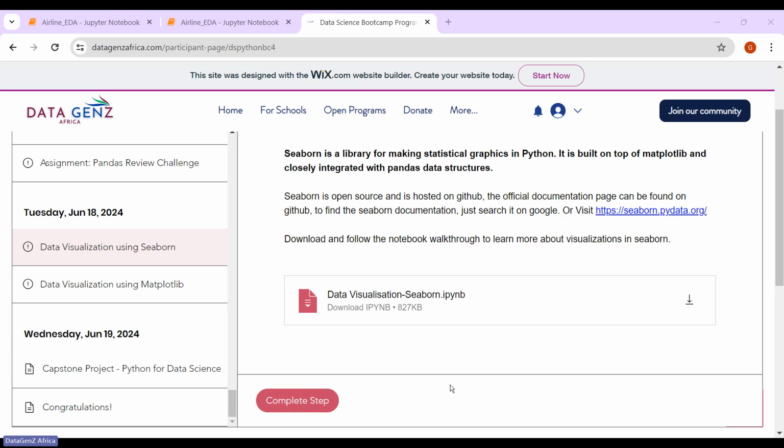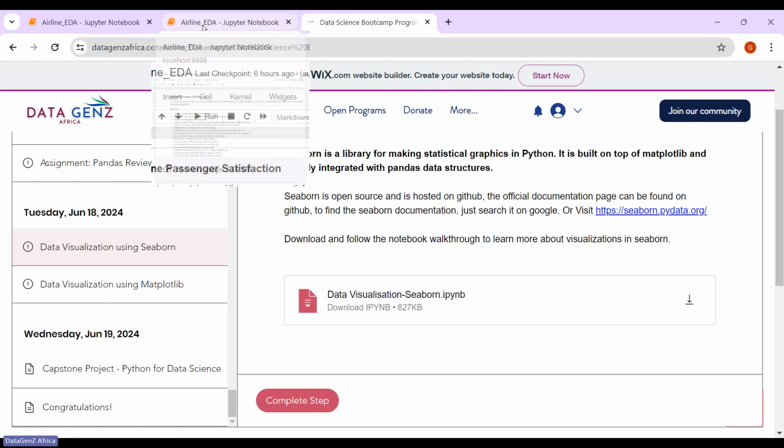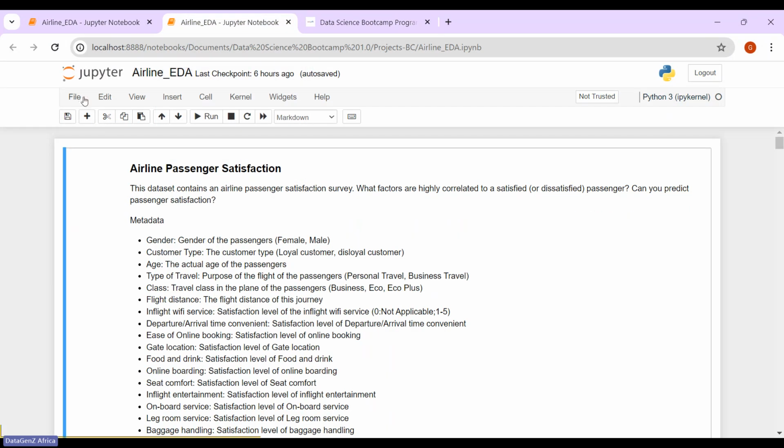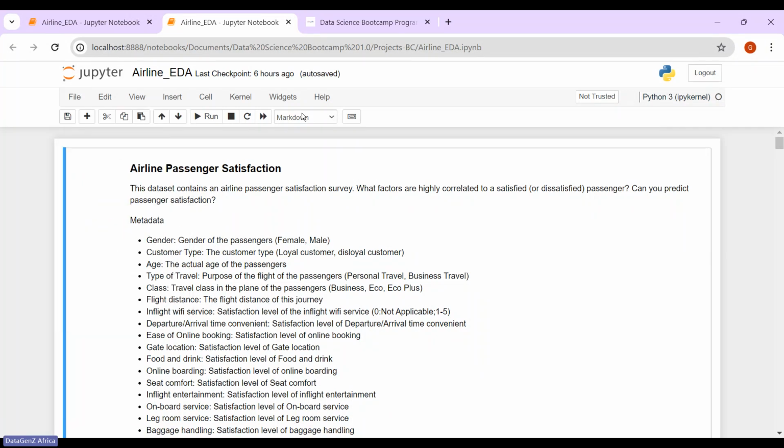There is a saying that a picture is worth more than 1,000 words. No matter how many analyses you have done, when you show it in the form of visualization, it makes the story more interesting. That's part of why visualization is very, very key. Let me open the notebook where I have the Seaborn package.